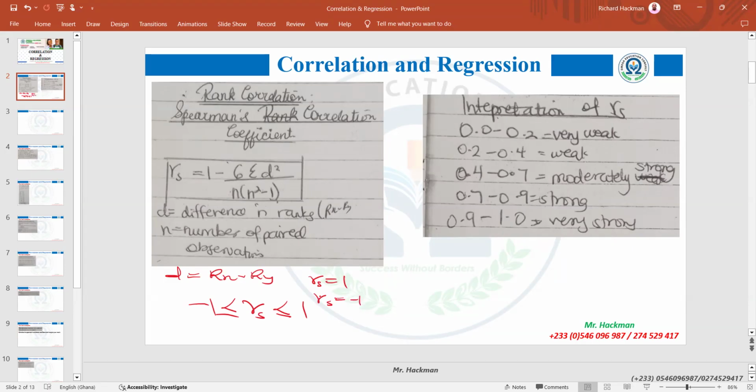So I'm giving you the extreme values and their interpretations. If your r sub x is equal to -1, again there is a perfect relationship, only that this time around, the relationship is negative. So inverse, negative. Meaning an increase in one will bring about a decrease in the other automatically. Is my point well made?